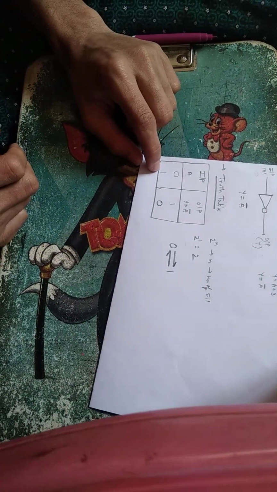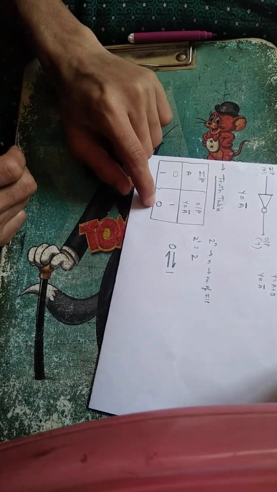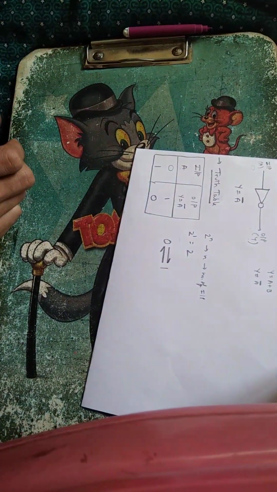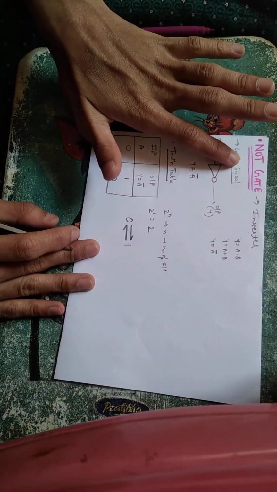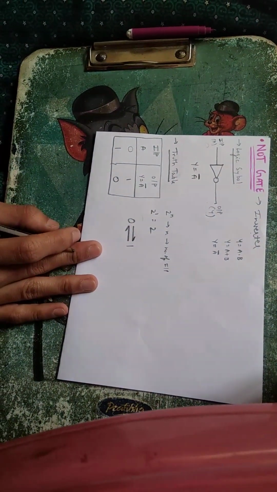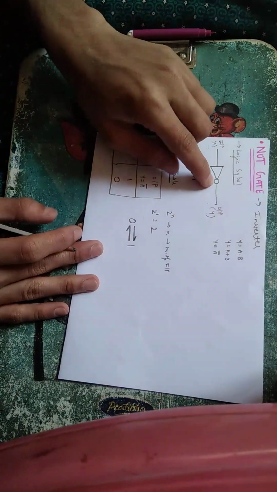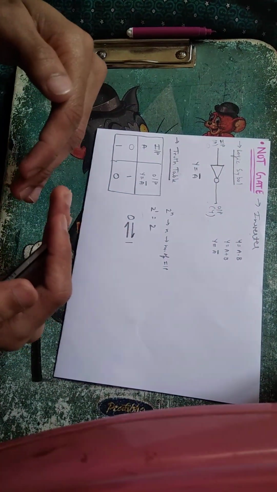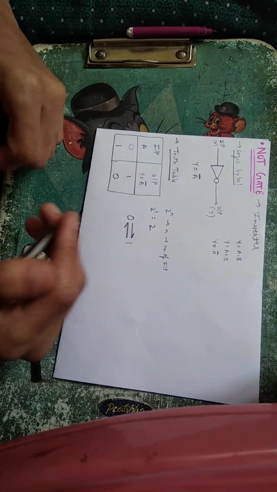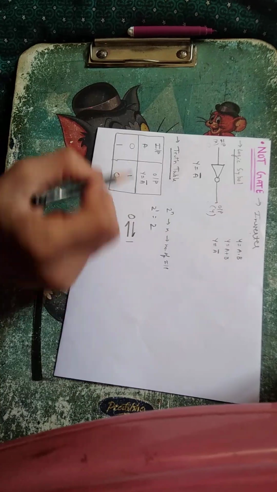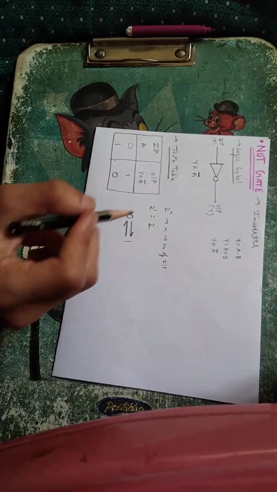So when the output is high, the input will be 0, and when the output is 0, the input will be high. So the NOT gate is also called an inverter. Remember one thing about the NOT gate: this bubble represents inversion. Inversion means opposite. 0 becomes 1, 1 becomes 0.